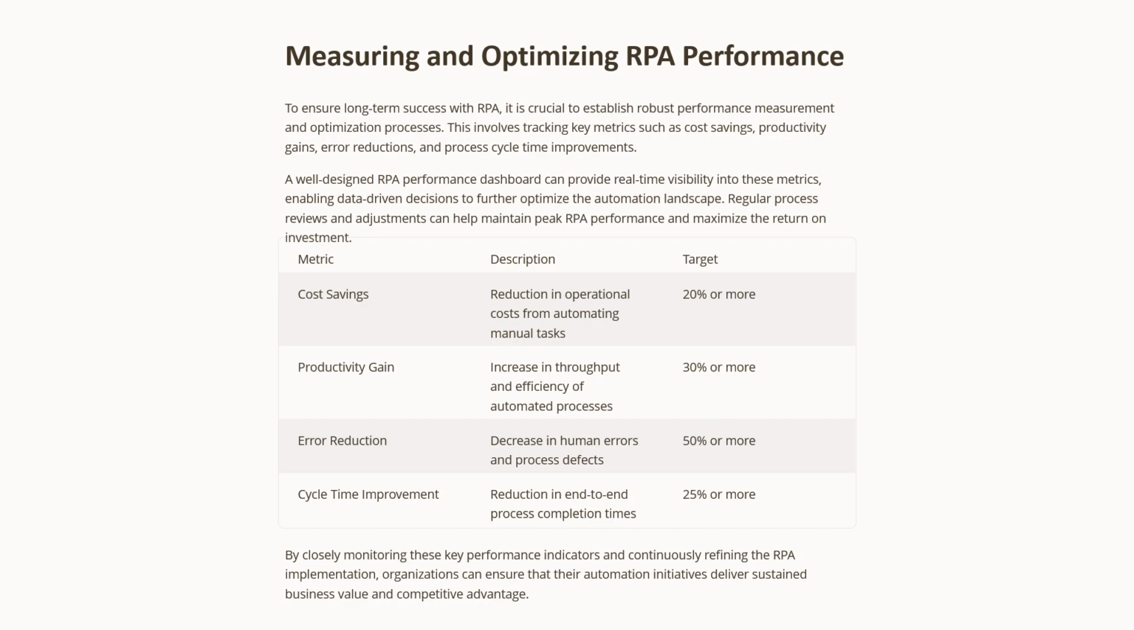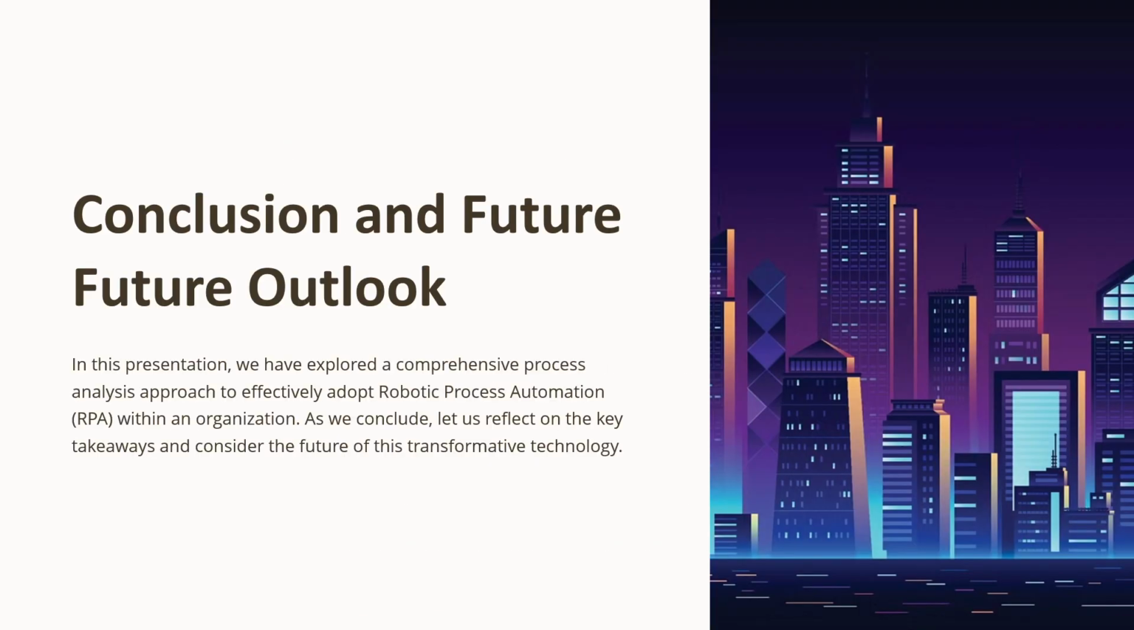By closely monitoring these key performance indicators and continuously refining the RPA implementation, organizations can ensure that their automation initiatives deliver sustained business value and competitive advantage. Conclusion and future outlook. In this presentation, we have explored a comprehensive process analysis approach to effectively adopt robotic process automation within an organization. As we conclude, let us reflect on the key takeaways and consider the future of this transformative technology.